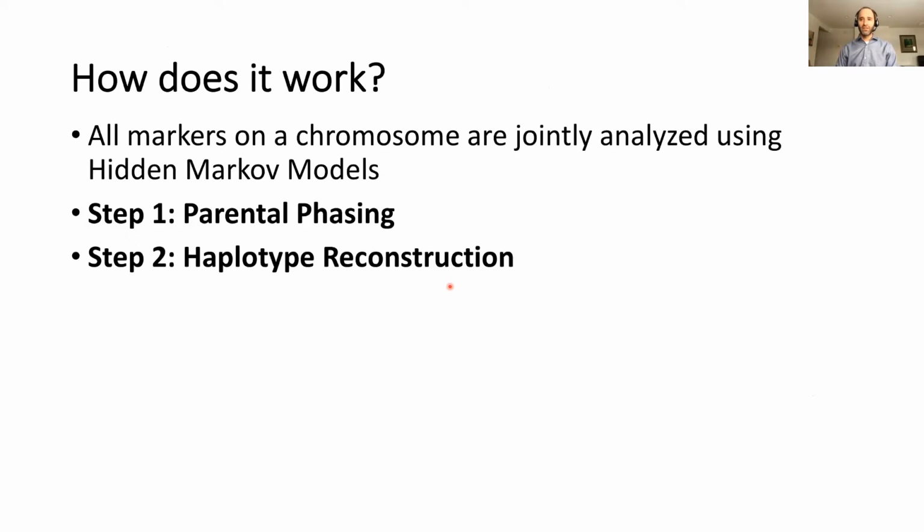All right, so that's a high-level description of what you can expect to get out of the software. Let's say a bit more about how it works. It uses a hidden Markov model, which you've already heard a bit about, and it does this across the entire chromosome, so that makes it quite powerful. And it proceeds in 2 steps. Step 1 is phasing of the parents, and then step 2 is the haplotype reconstruction.